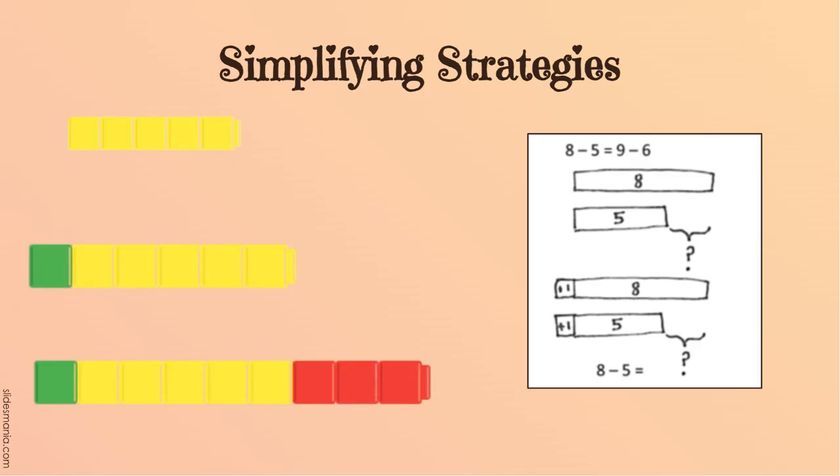Then it has them add 1 green cube to each of those 2 sticks. Has my difference changed? No, I still have the difference of 3. I added a green one to this stick and a green one to this stick. The difference is still 3. What new number sentence can I use to represent the difference between my 2 sticks? Well, now I can say 9 minus 6 is 3. The difference is still 3.